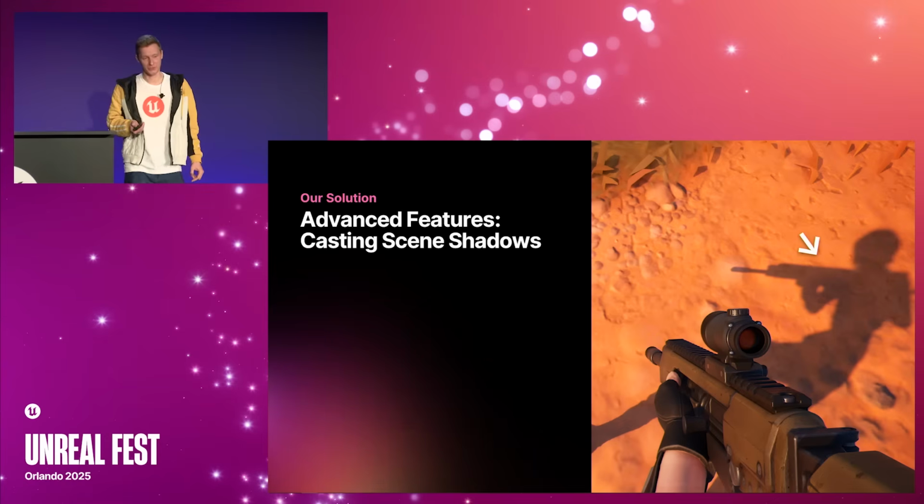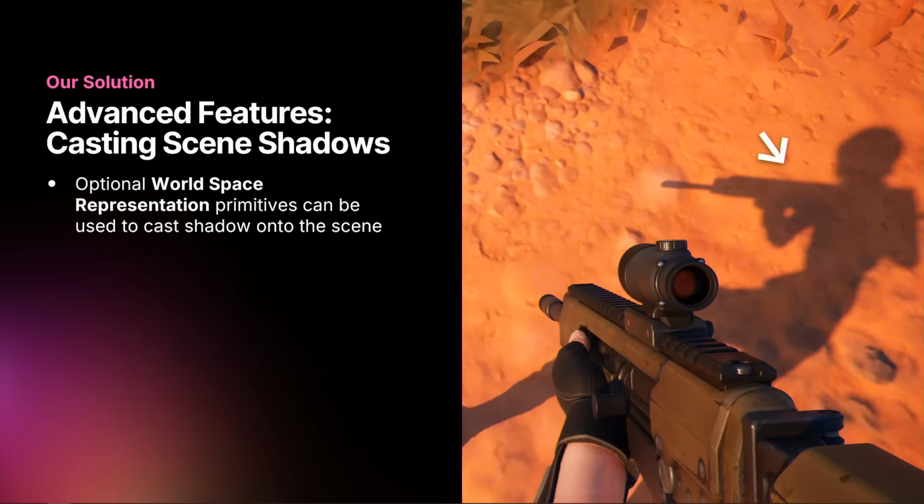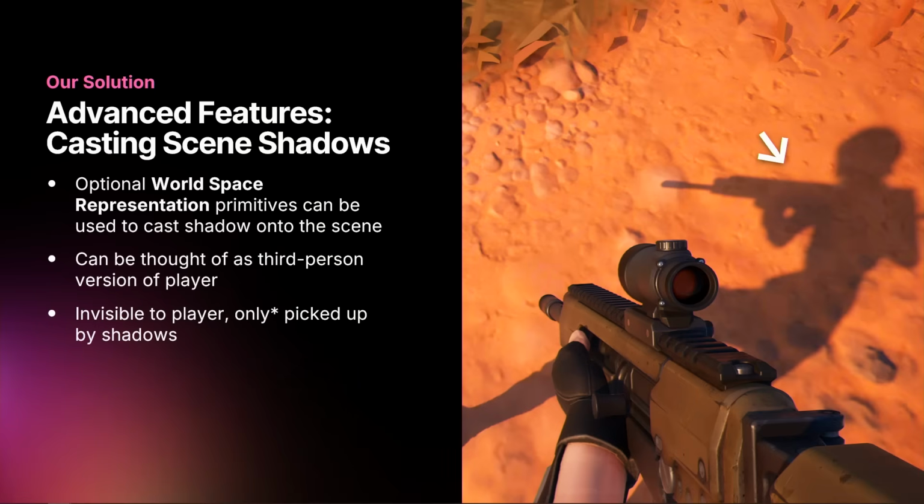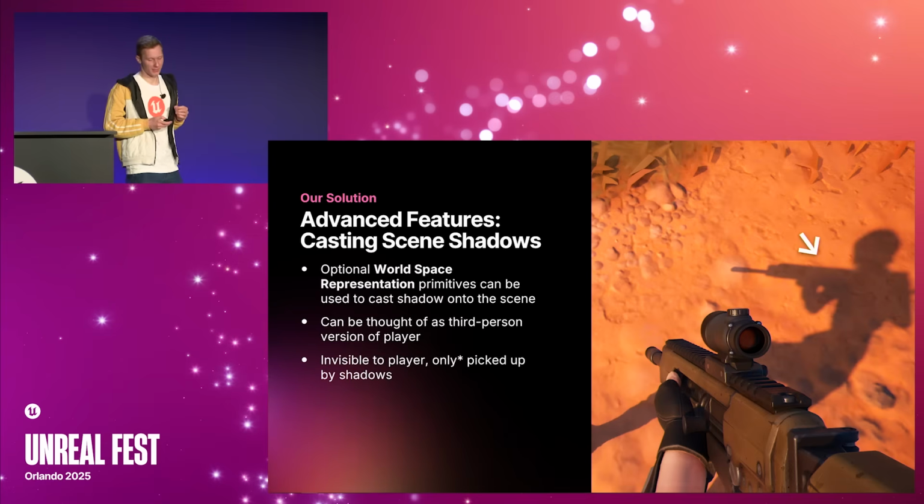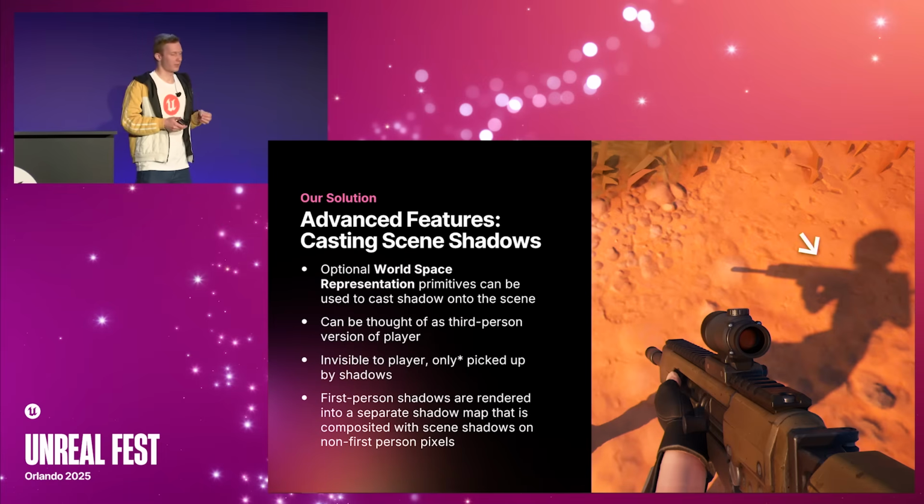Okay, next feature, we've just been talking about it, casting scene shadows. So the way that works is we've introduced the concept of an optional world space representation. So what that means is you can add, let's say, you can think of it as like a third-person version of the player. You add that, and you set these primitives to be world space representation. What that means is they are invisible to the player camera, and they are picked up by shadows. So it just works out of the box like that. And the way we do the shadows, just as like a side bit, is the shadows are rendered into a separate shadow map that is composited with the scene shadows that are cast onto the scene itself.